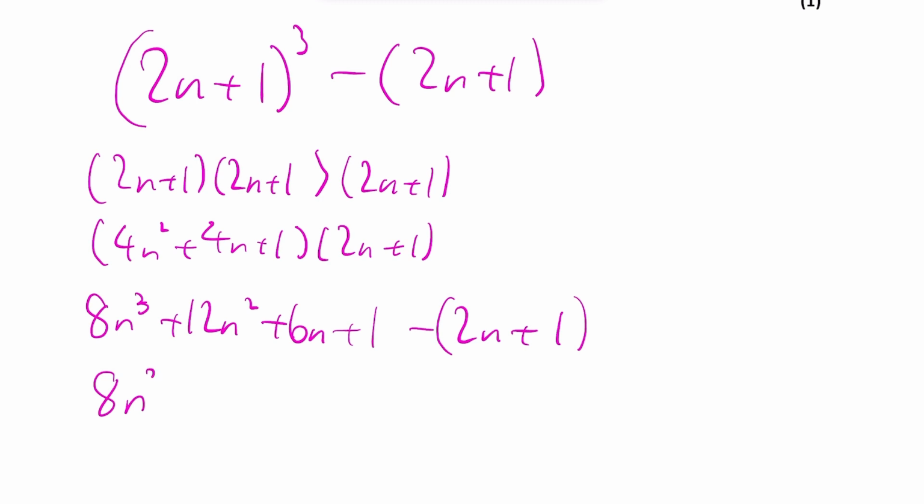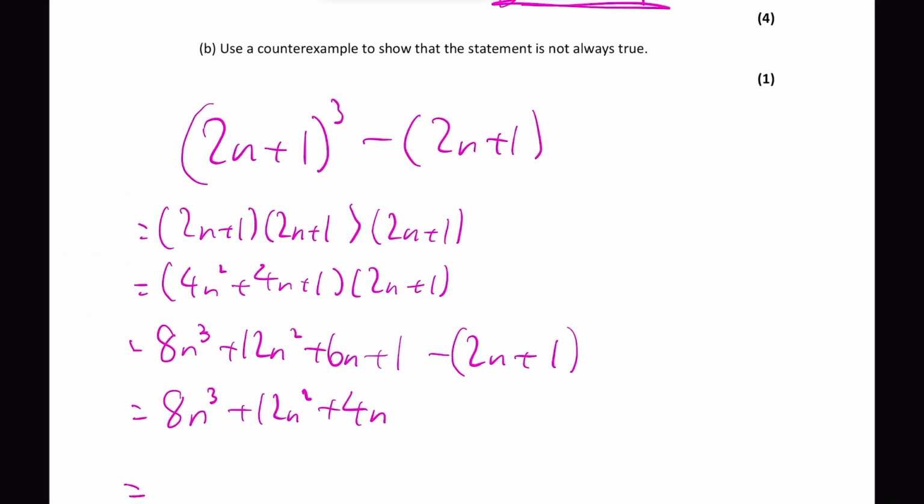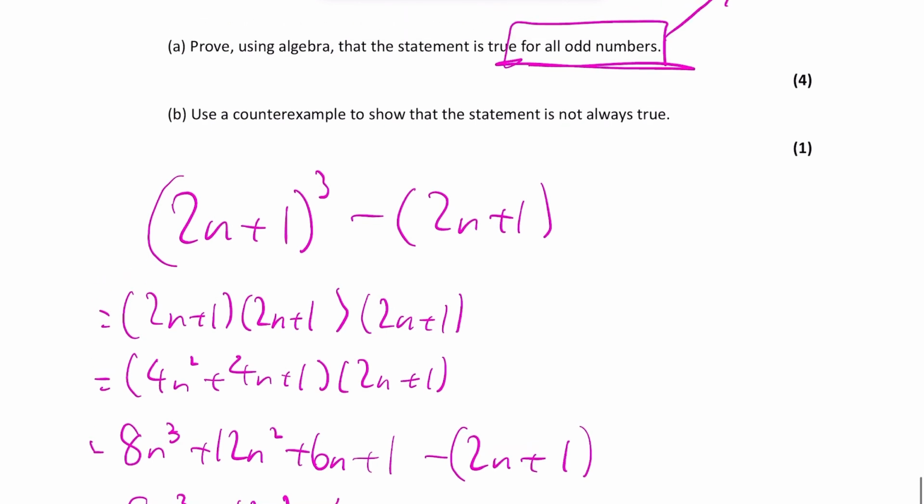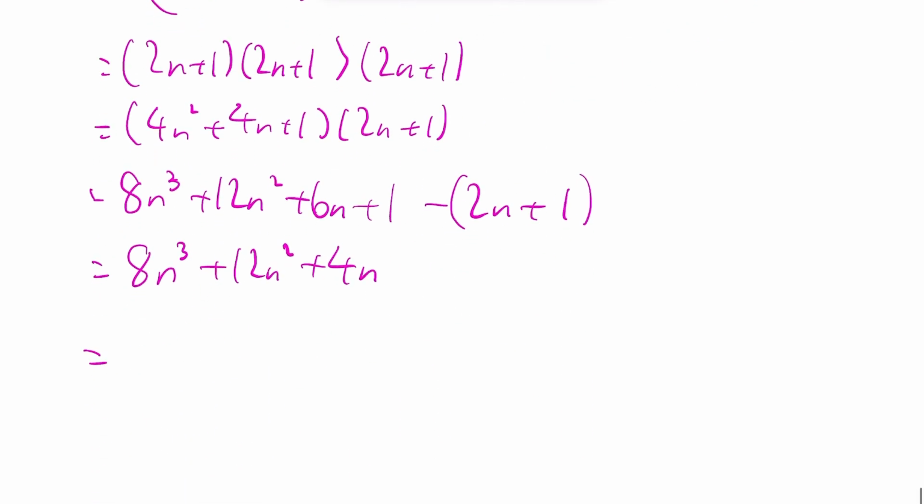So we have 8n cubed add 12n squared. 6n take away 2n is 4n. And 1 take away 1 is 0. So that means it is even because... Oh, so it's a multiple of 4 because we can factorise out 4. And then you've got that it's a multiple of 4.